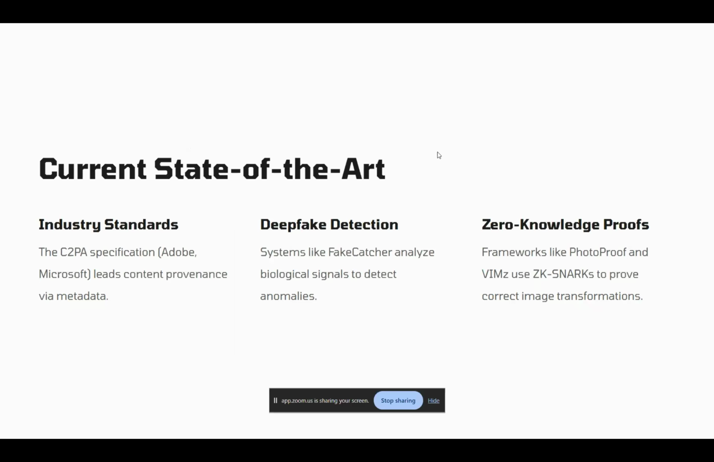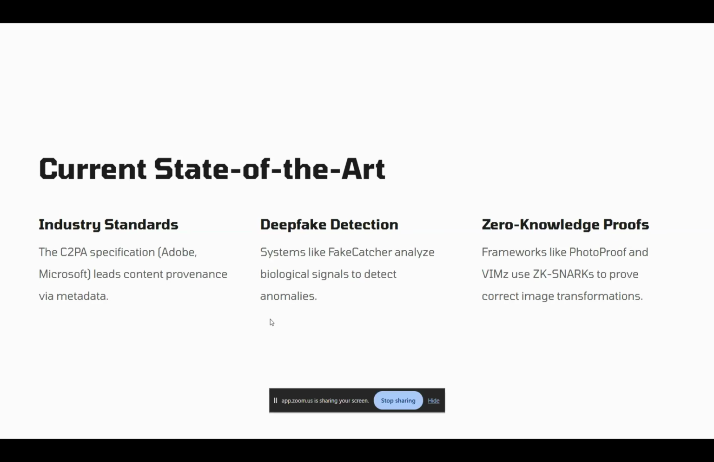Current state of the art work. People have tried to solve this problem before, like the PhotoProof research paper. They are using zero knowledge proof technology and verifying image transformations mathematically. They are using polynomial equations and deep mathematics. And there is one more example, the C2PA standards that Adobe and Microsoft are using these days, but it is also based on metadata. So they use metadata for content provenance, but again, it can be easily forged.